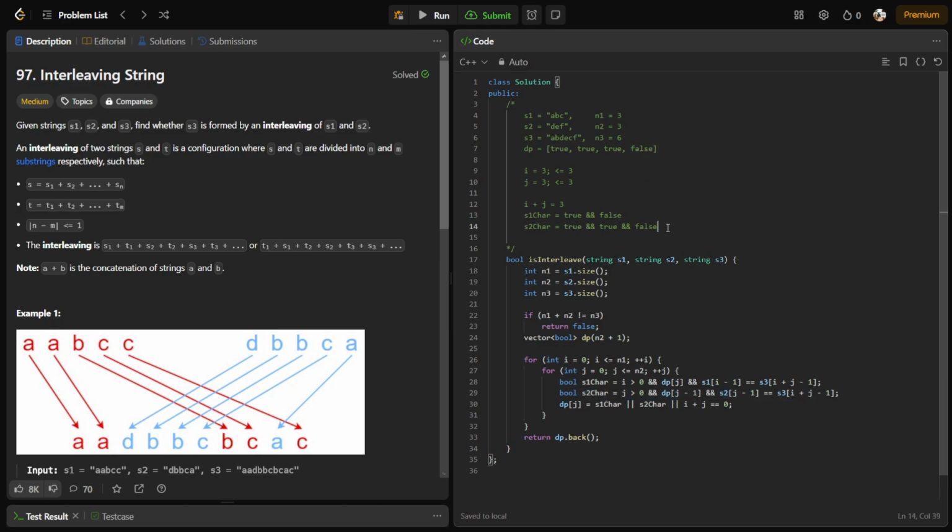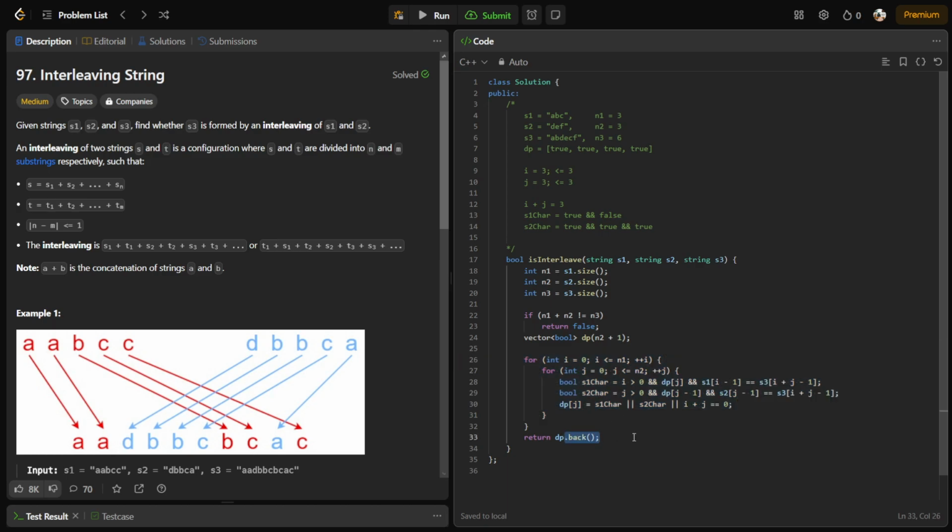Then we check here. s2 is true, j minus 1 is true, and then we check for this. So j is 3, 3 minus 1 is 2, s2[2] is f. Does f equal s3[3 plus 3 minus 1 is 6 minus 1 is 5]? So 0, 1, 2, 3, 4, 5 is f. Since they are both the same, this will return true. And the for-loop is now done.